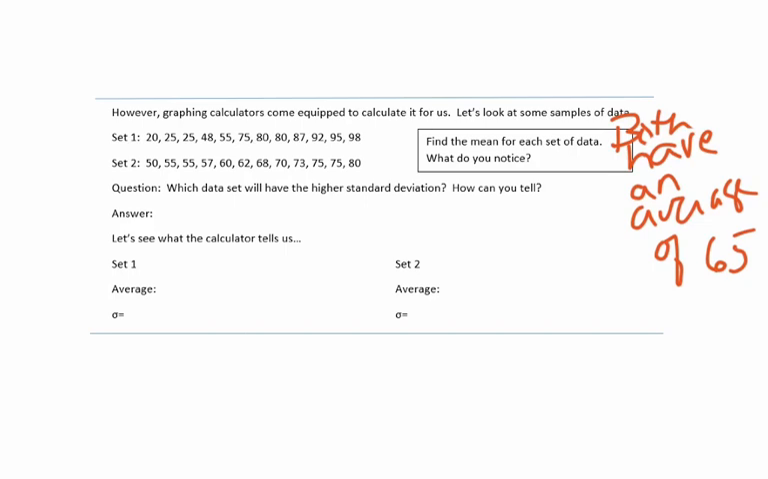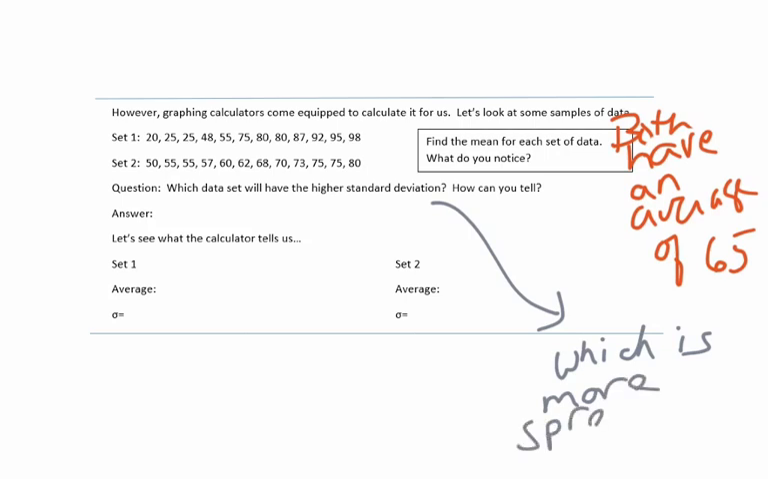Now the question is, which data set will have the higher standard deviation, and how can you tell? So maybe pause the video and think about that for a moment. Which one of those data sets has a higher standard deviation? Let me rephrase that for you. In other words, which is more spread out? Okay, and it's important to be able to interpret the question there. So which data set will have the higher standard deviation is another way of asking you which is more spread out, and then how can you tell?